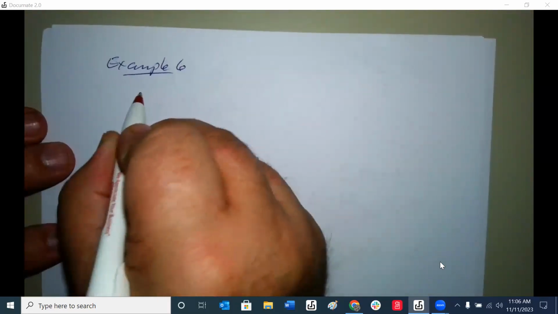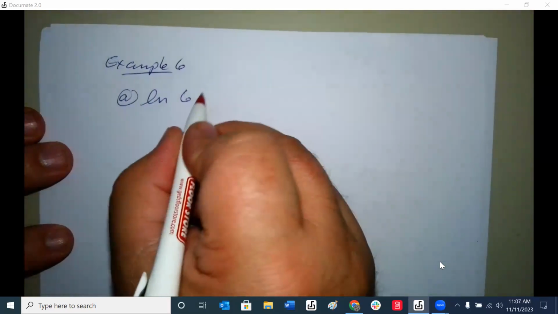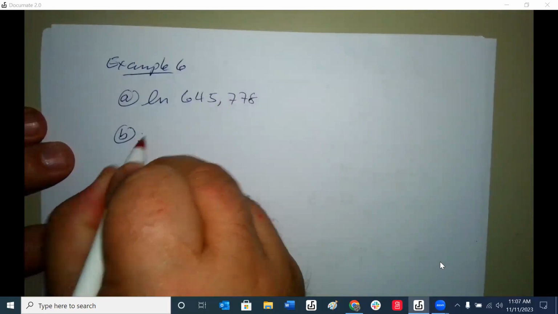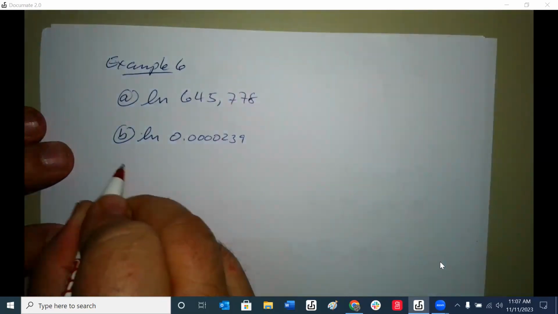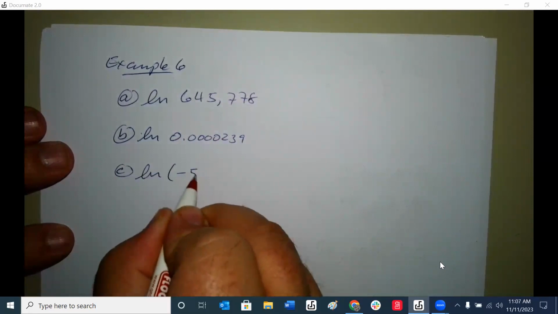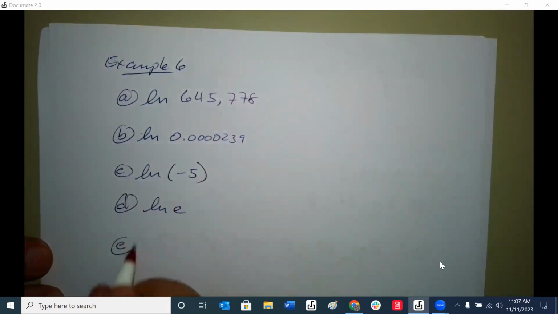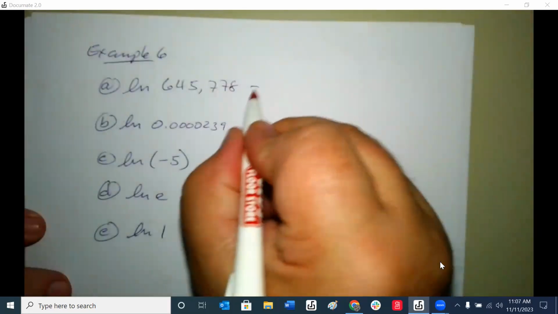Likewise, in example 6 on your calculator, ln of 645,778, ln of 0.0000239, ln of -5, ln of E and ln of 1. This will give you some number. Just type it in the calculator, it'll give you some number. Same with this one.